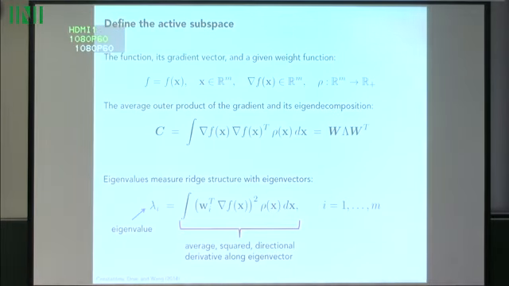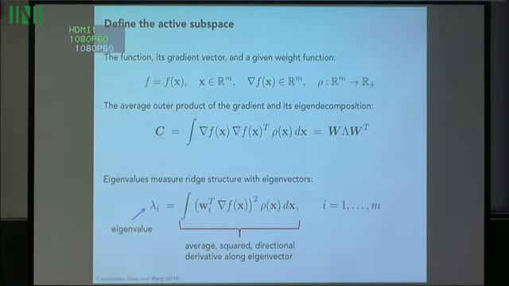But the idea is that the eigenvalue can be written as the average squared directional derivative of the function along the corresponding eigenvector. So that means that if you have a null space to this matrix, then there are directions along which this function is entirely constant or flat. And those are the directions that we want to find and then basically ignore to do our dimension reduction.